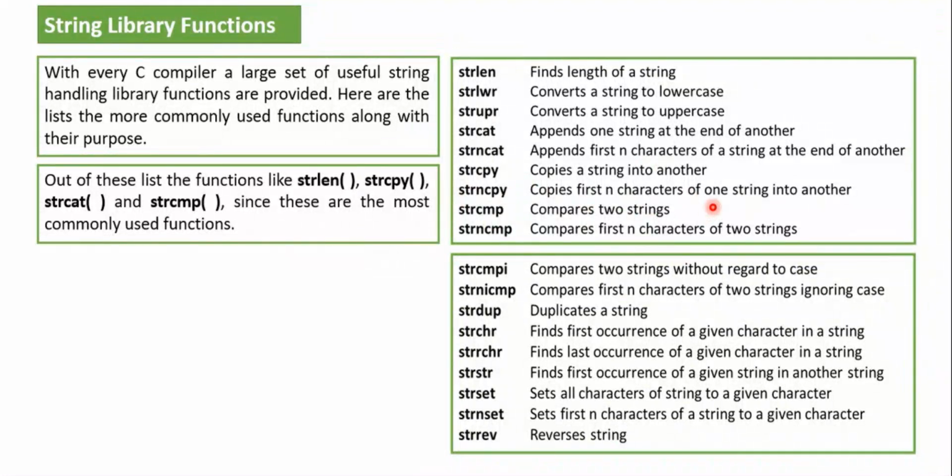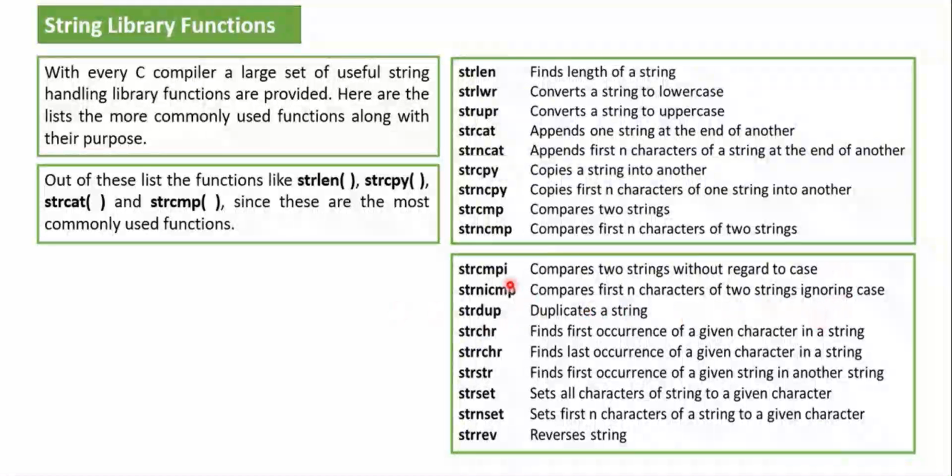strcmp compares two strings to check whether they are equal or not. Again, strncmp compares the first n characters of two strings. Next is stricmp, where the I stands for ignoring the case, so the comparison of two strings will be done without regard to case. Similarly, strnicmp compares the first n characters of two strings ignoring the case.